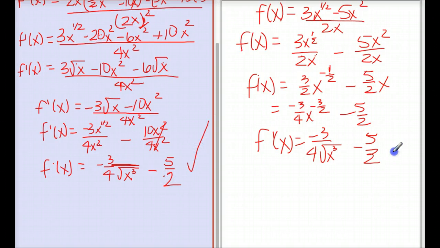And now I'm at check. Okay? So feel free to use whichever method. Like I said, some methods you should use a quotient rule, other methods you could use both. But if done correctly, you will get the same answer.